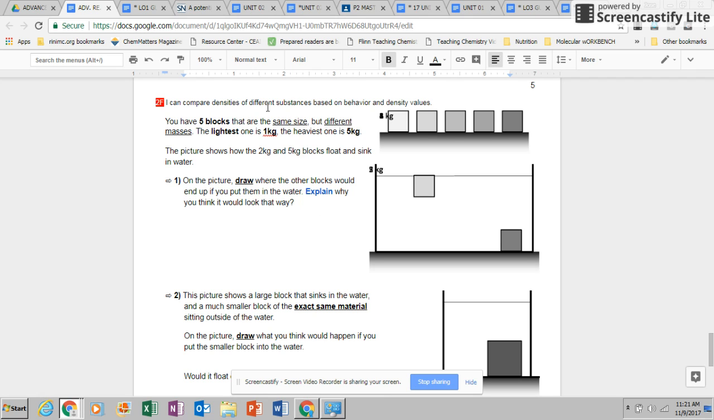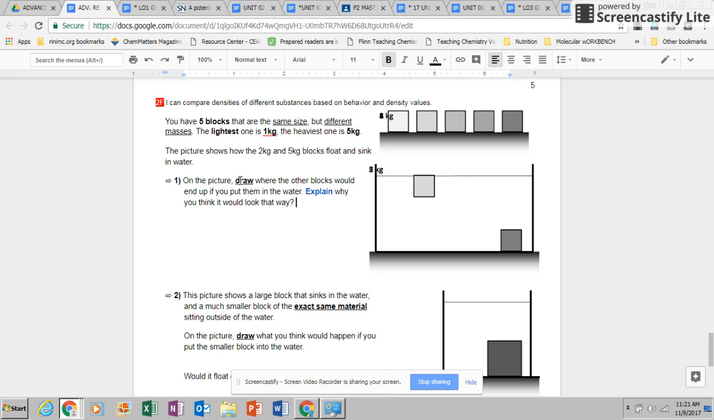So, comparing densities based on behavior and density values. Here you have five blocks that are the same size, but they have different mass. The lightest one is 1 kilogram, and the heaviest one is 5 kilograms. The picture is showing how the 2 kilogram block would float and the 5 kilogram one is sinking.